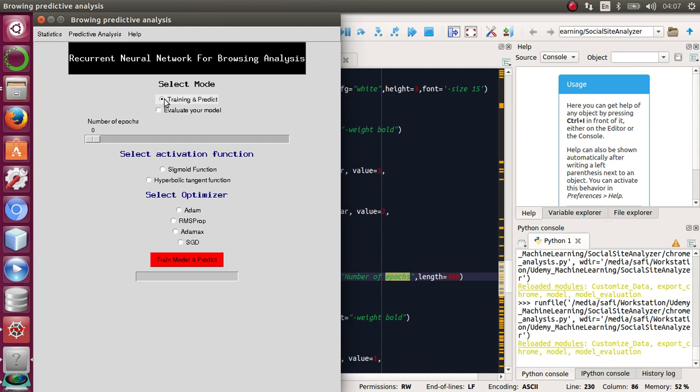At first, I'd like to show you how I train and predict with my model. And I'd like to tell you my browsing history data was quite unstructured, so I had to structure it in a way so that I can feed it to my neural network.